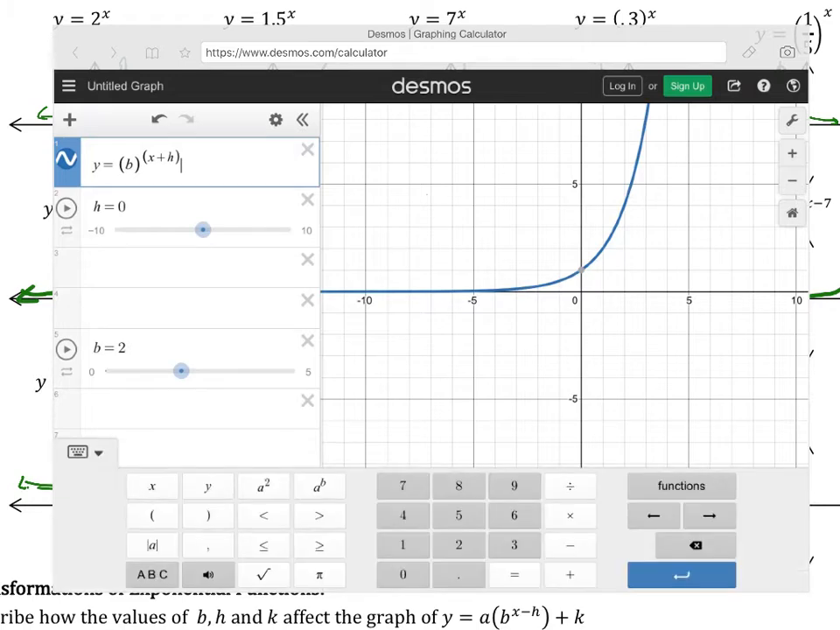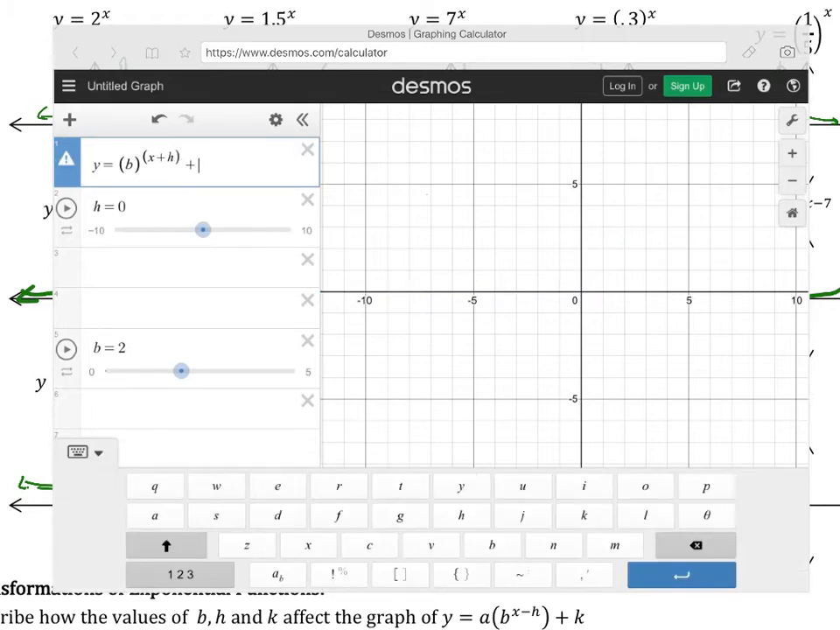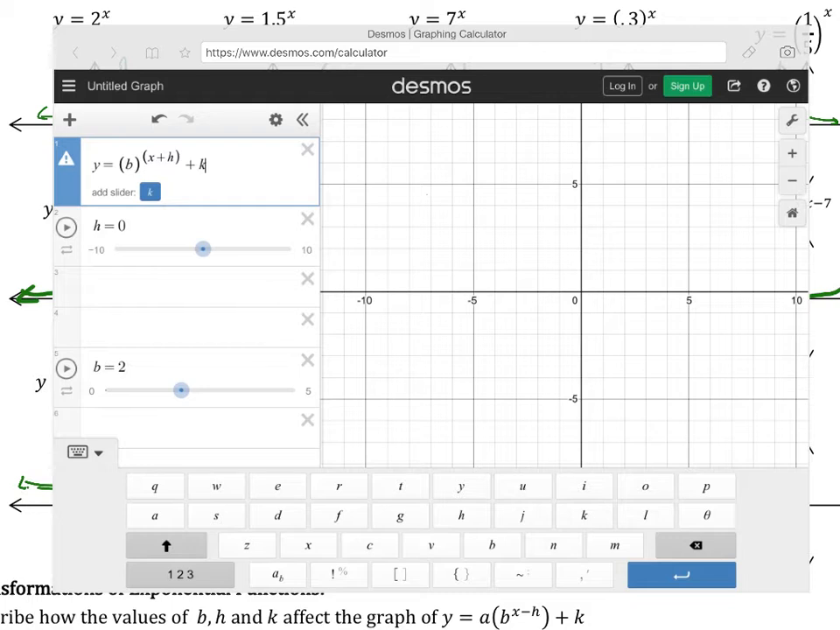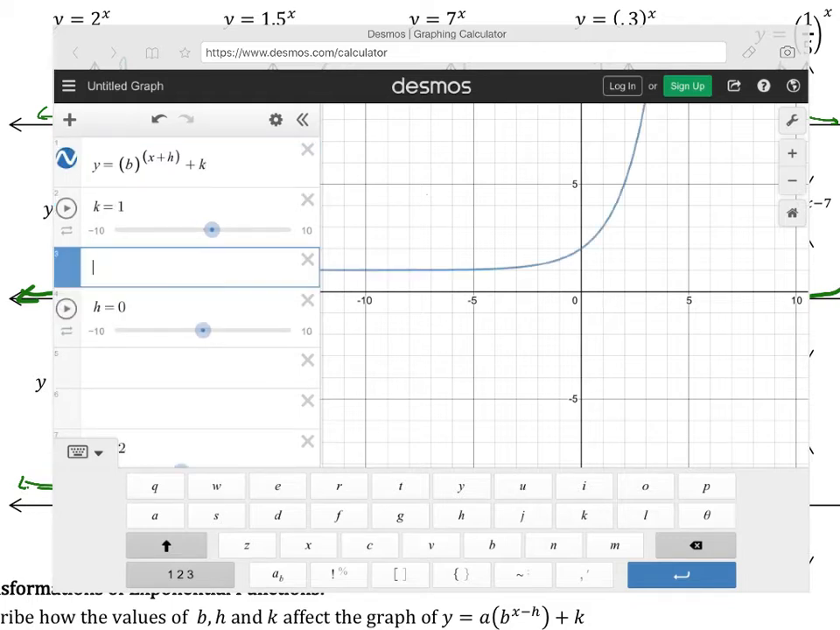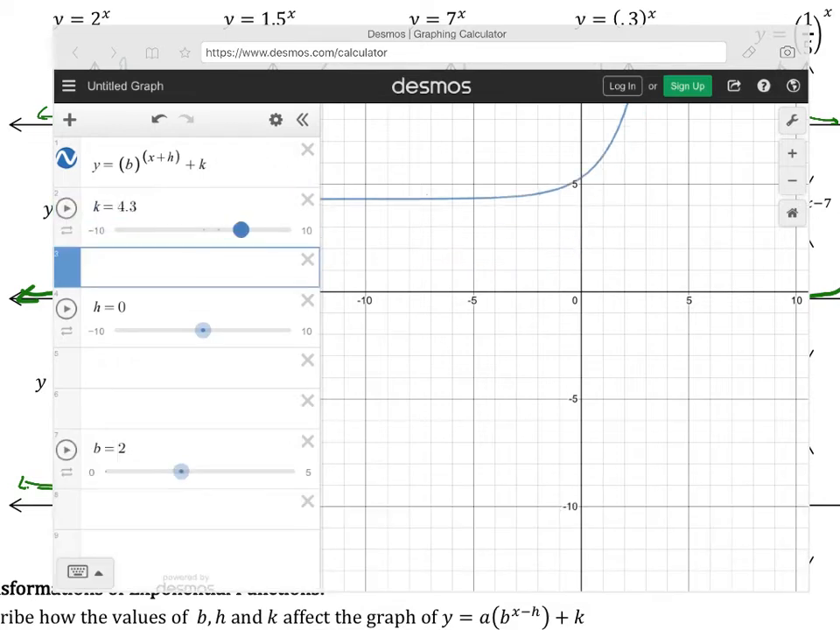What happens if we add a number outside? Let's add k, and let's make that a slider. So if we add a number outside, k is 1, k is 2, 3, 4, 5. That moves the whole thing up. And if it's negative, it moves the whole thing down. The shape is not changing. It's just moving up and down. So k goes up and down, and h goes left and right, just like with the parabola.